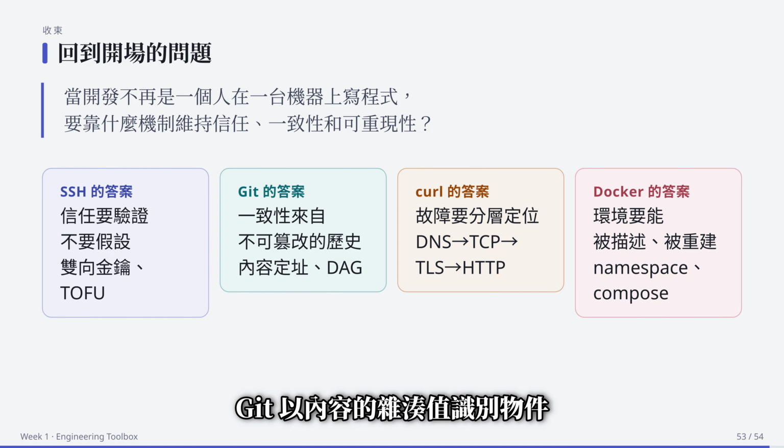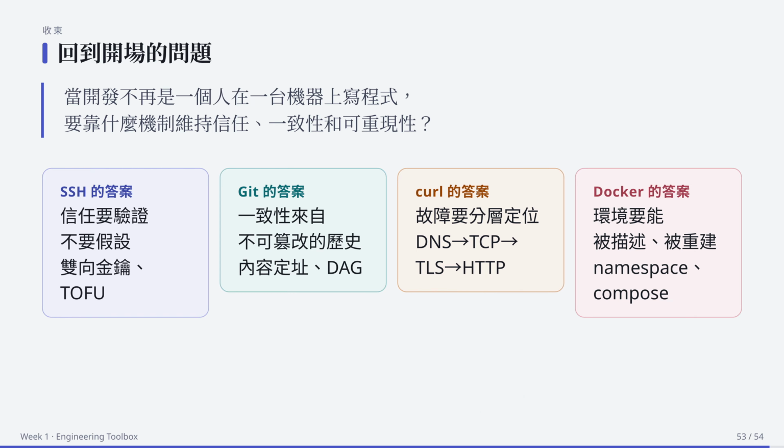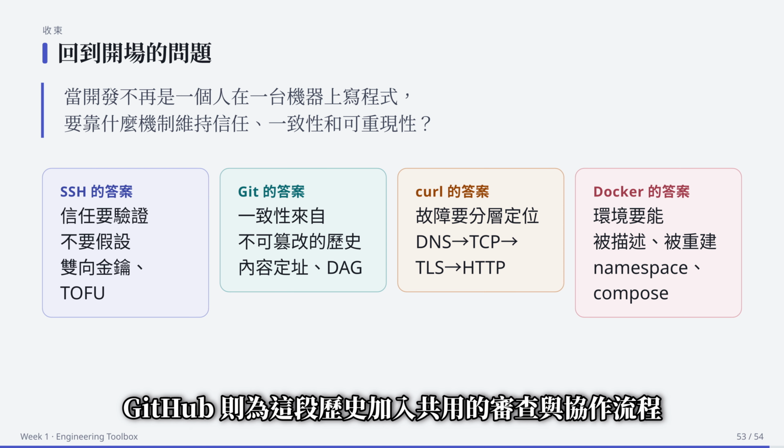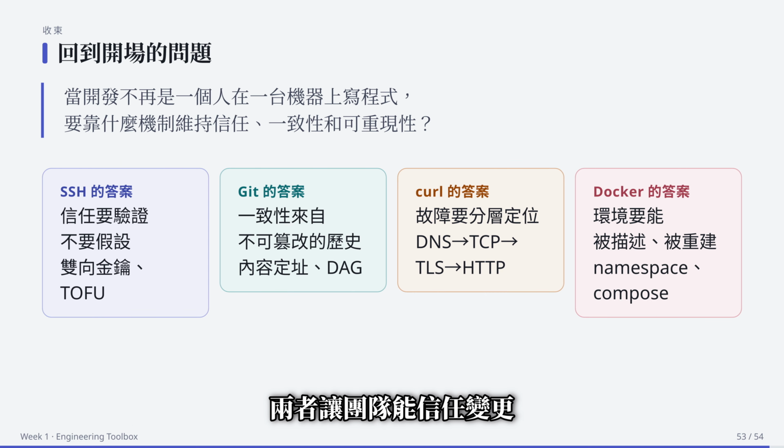Git and GitHub answer that consistency comes from a transparent, reviewable history. Git identifies objects by hashes of their content and represents history as a directed graph rather than a simple sequence. When Git can't reconcile two changes, it shows you the conflict instead of guessing. GitHub adds a shared review and coordination process around that history. Together, they let a team trust how changes were made instead of merely hoping that everyone's copy matches.